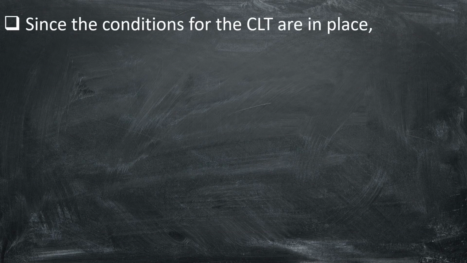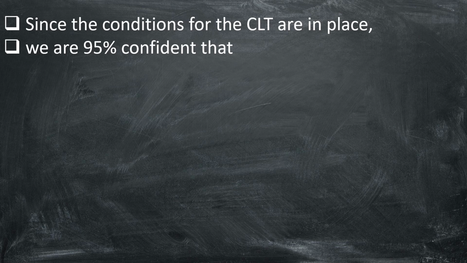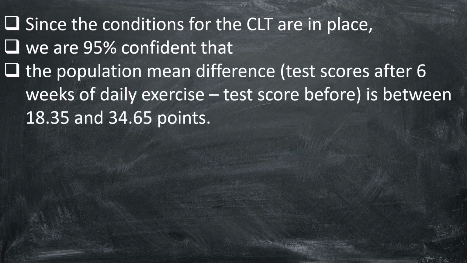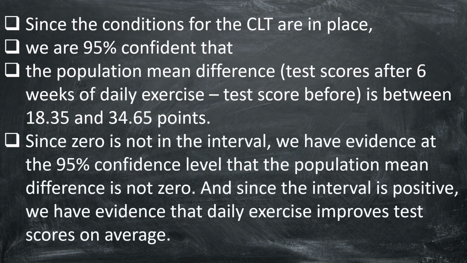Here's what I wrote. Since the conditions for the central limit theorem are in place, we are 95% confident that the population mean difference, that being test scores after 6 weeks of daily exercise minus test scores before, is between 18.35 and 34.65 points. Since 0 is not in the interval, we have evidence at the 95% confidence level that the population mean difference is not 0. And since the interval is positive, we have evidence that daily exercise improves test scores on average.